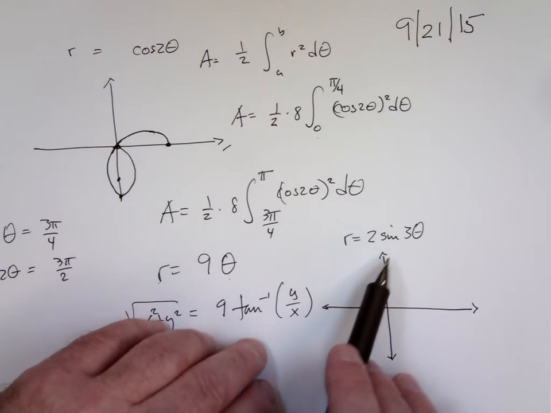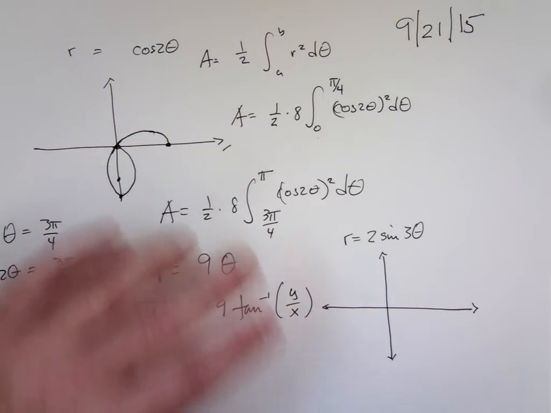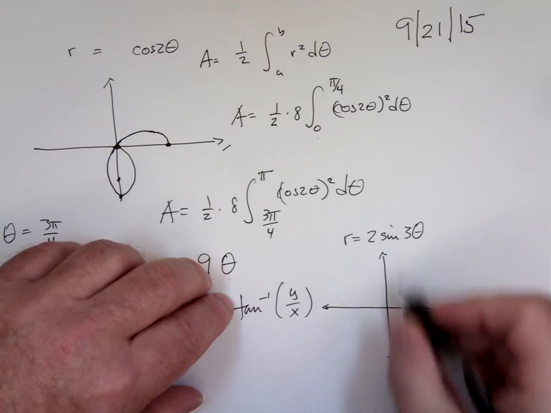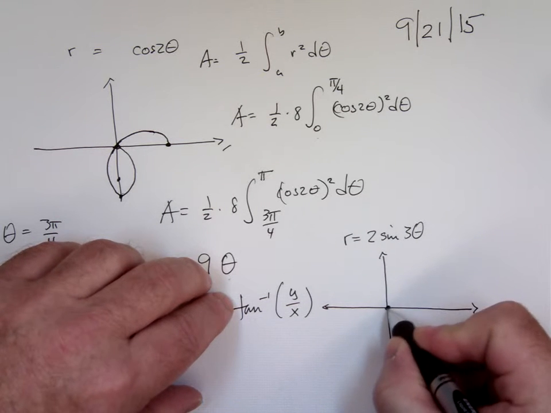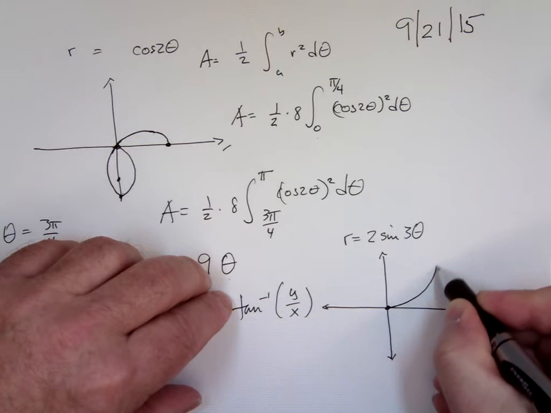If you have r equals sine 3 theta, you get 3 petals, because it's odd. We want the area of just one petal. So let's see what we got. Start at 0, r is 0 when theta is 0. As theta increases, r will increase.